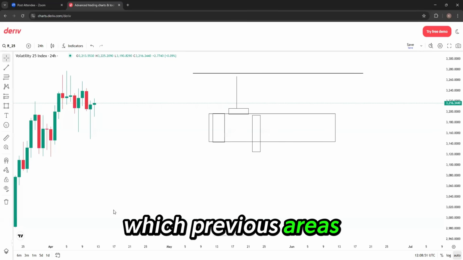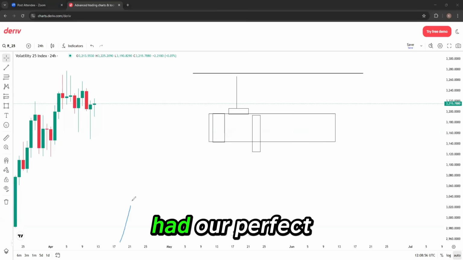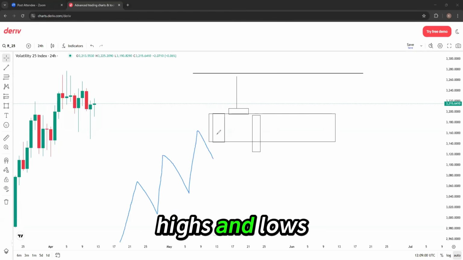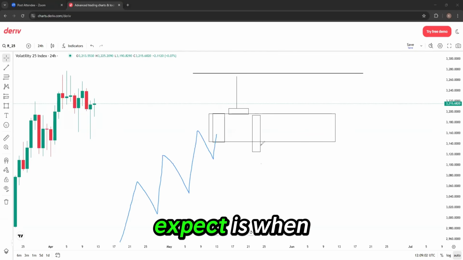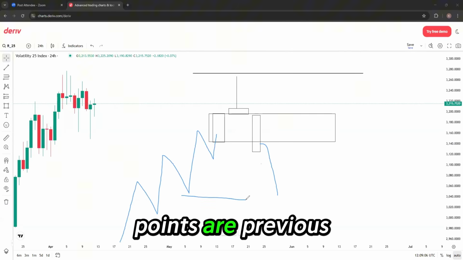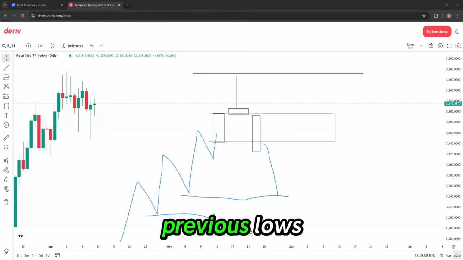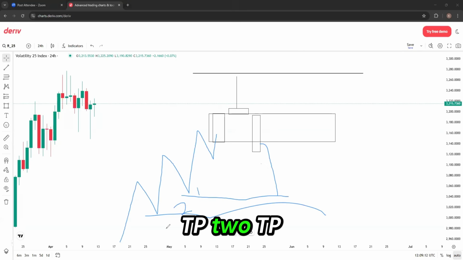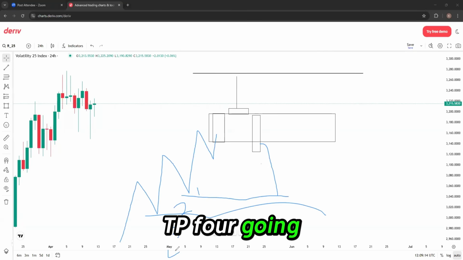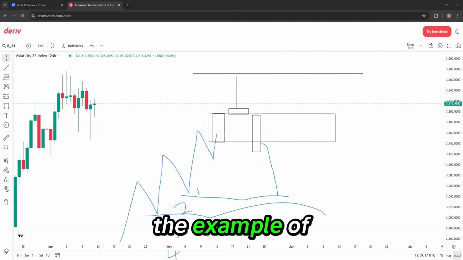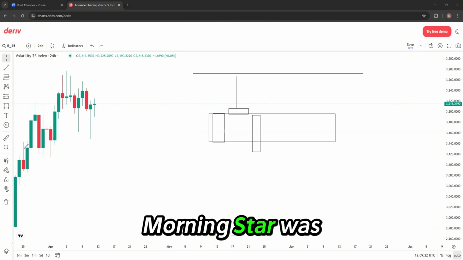And then we also talked about how we target previous areas. And which previous areas are these? Let's say we had our perfect market structure where we were having highs and lows, highs and lows. What we now expect, when we start selling, is that our take profit points are previous lows. We target our previous lows, meaning that we'll be having them as TP1, TP2, TP3, TP4 going onwards. This was the example of the evening star.